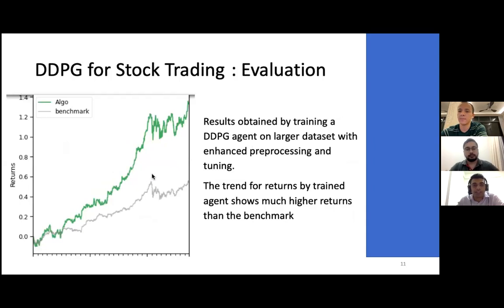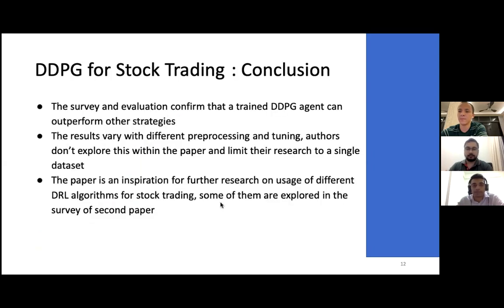Okay, so this trend is from the results obtained after doing the enhanced pre-processing and tuning. And we see that the returns are much higher than the baseline in this case. So to conclude, the survey and the evaluation confirm that a trained DDPG agent can outperform other strategies. So I concur with what is mentioned in the paper, and the same was reproduced as well.